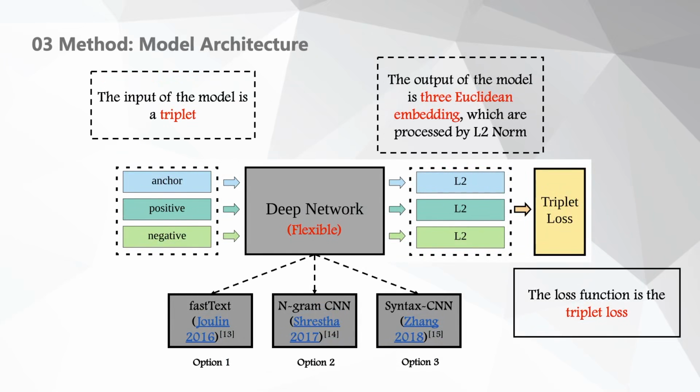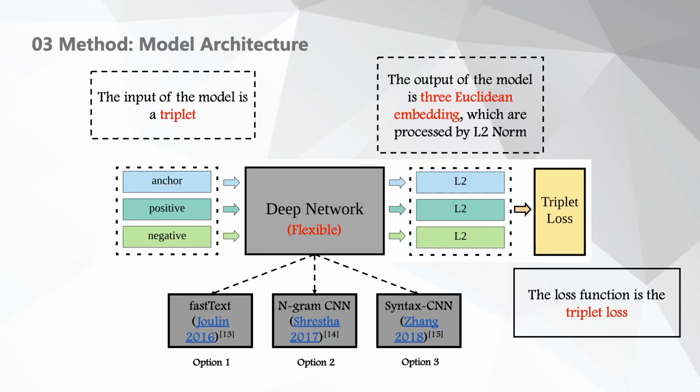The input is a triplet, which has an anchor, a positive and a negative. The output is three Euclidean embeddings, and they are processed by L2 norms, so that they will be mapped to the surface of a sphere. The loss function is a triplet loss, which is able to separate the anchor and the positive from the negative in Euclidean space as we talked about.